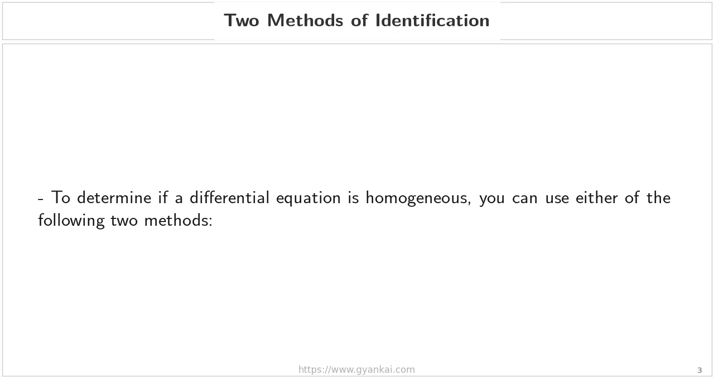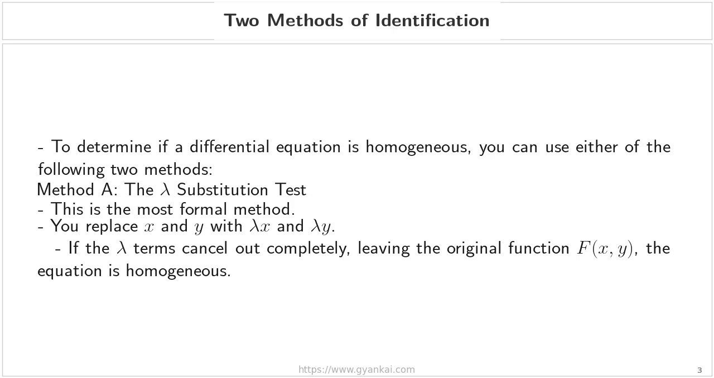First, let's look at method A, which we call the lambda substitution test. This is the most formal and rigorous approach. To use this, you simply take your variables, replace every x with lambda x, and every y with lambda y. As we will see in the upcoming examples, the goal here is to simplify the expression. If all those lambda terms cancel out completely, leaving you with your original function, f of x and y, then you have successfully proven the equation is homogeneous.